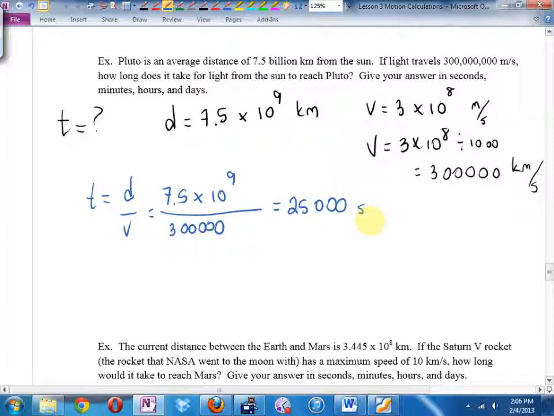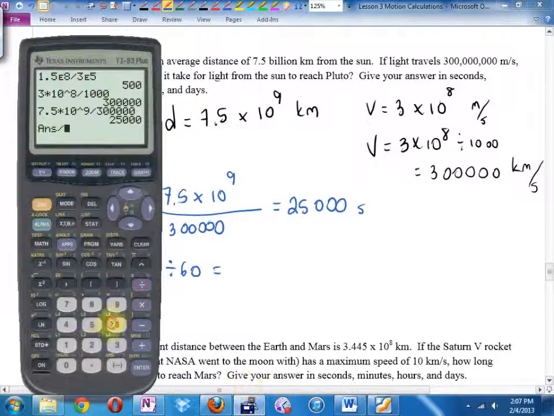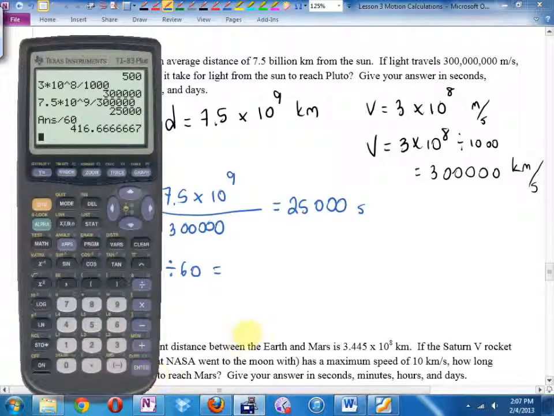25,000 seconds? So they want me to give the answer in seconds. Oh, minutes. How do I change seconds to minutes? Is it times by 60 or divide by 60? 60 seconds is 1 minute. To turn a 60 into a 1, I would divide by 60. So 25,000 divided by 60. How many minutes? Oh, and I know the answer is going to be bigger than 8.33333. 416.67, let's go.